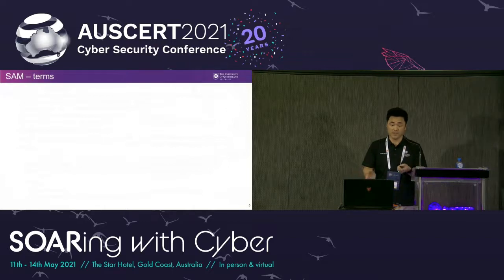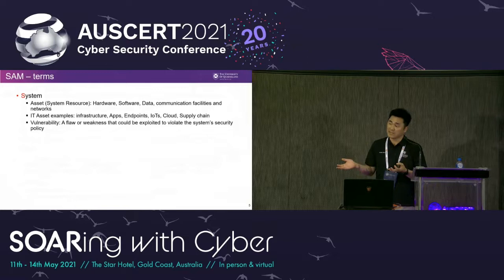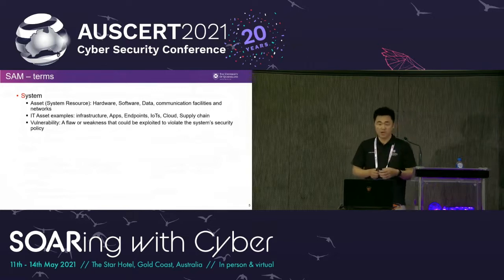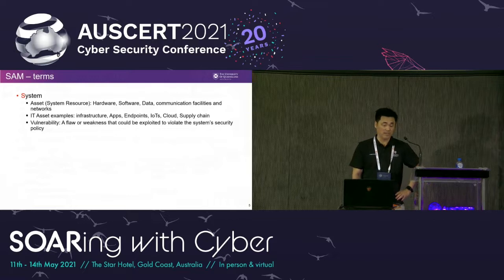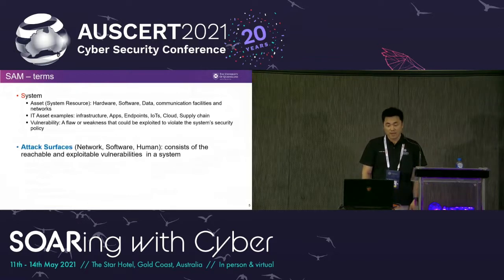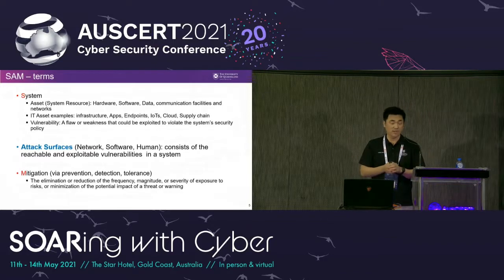Before I talk about MTD, let me summarize some terms. For the system, we can think of the asset. An asset can be any system resource, including hardware, software, data, and communication facilities. Some examples of IT assets are infrastructure, applications, endpoints, IoT, cloud, and supply chain. In a system or a network, there is vulnerability. A vulnerability is a flaw or weakness that could be exploited by attackers to violate system security goals like CIA. And there are attack surfaces. Attack surfaces are a collection of the reachable and exploitable vulnerabilities in a system and network, in the IT assets. And then there are mitigation strategies in terms of prevention, detection, tolerance, and sometimes resiliency.